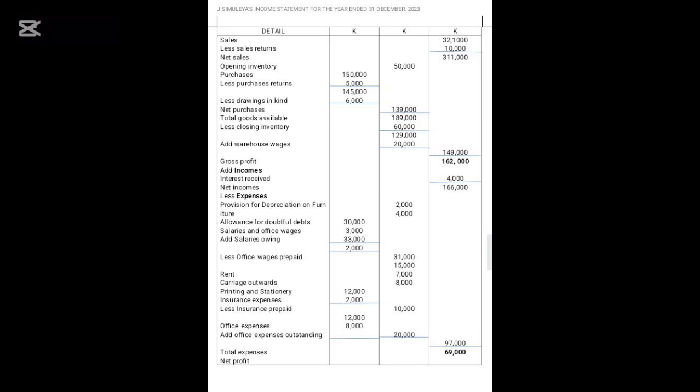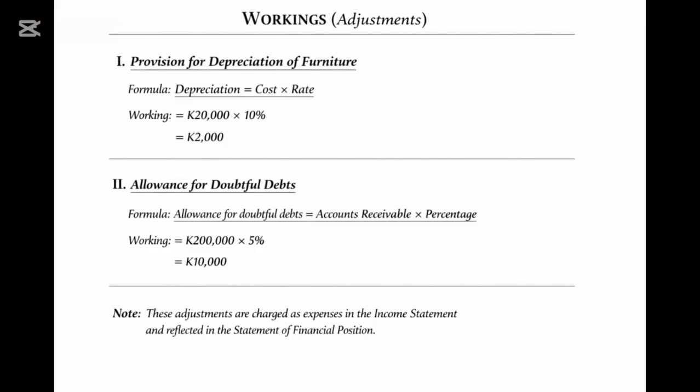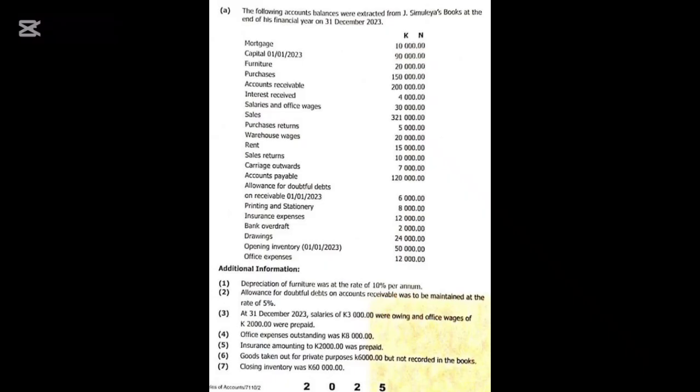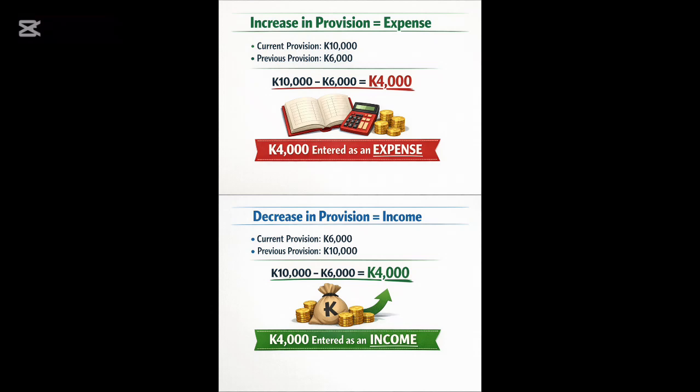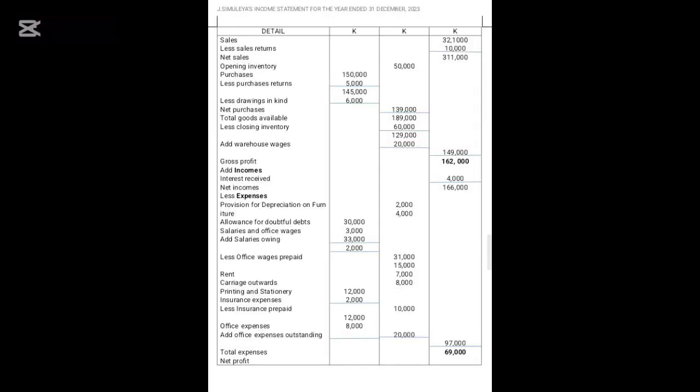You should do the calculation for the allowance for doubtful debts. So for example, the way we have done it, under our workings, we have calculated 10,000 as our provision for doubtful debts. Then in the previous accounting period, we had 6,000 as our allowance for doubtful debts. So from 6,000 to 10,000, there is an increase of 4,000. So that 4,000 is an expense to the business. But if there is a decrease, that difference should be recorded as an income. So under our incomes here, we only have interest received, which is 4,000. So we add it to the gross profit to give us 166,000.